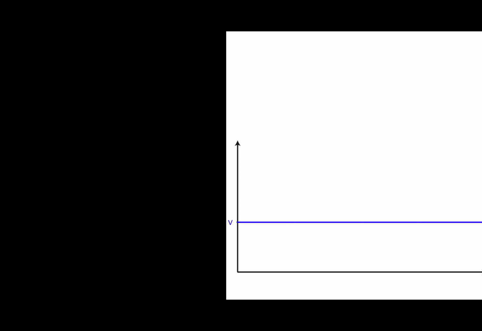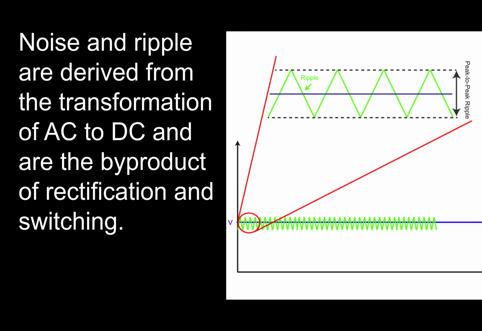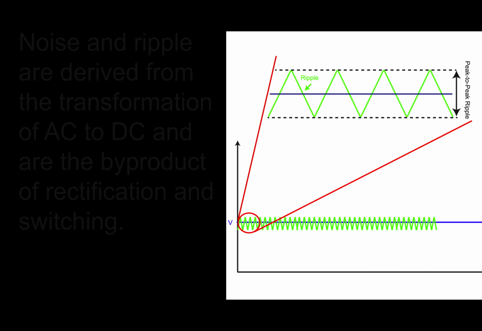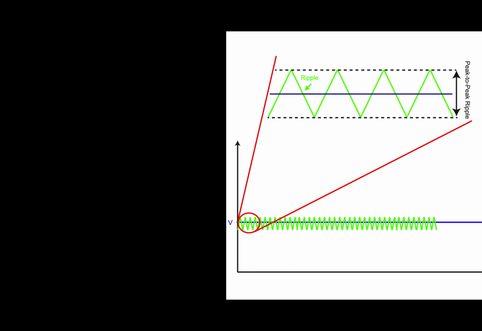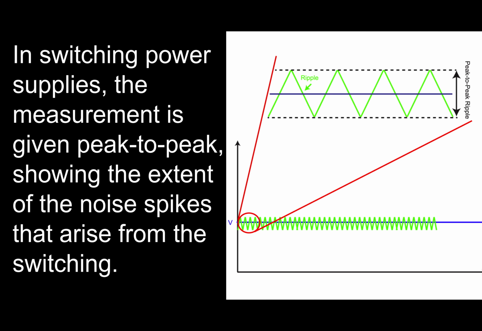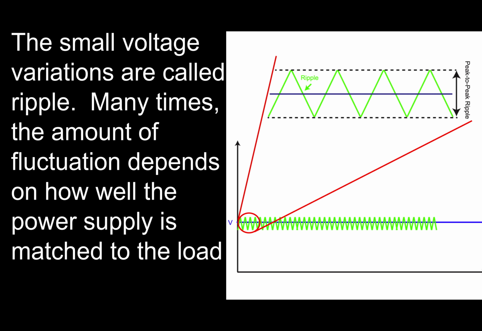Noise and ripple are artifacts of the transformation of AC to DC and are the byproduct of rectification and switching. During conversion, the alternating sine wave cannot be completely suppressed. These artifacts are typically combined into one specification given in peak-to-peak voltage, showing the extent of the noise spikes that arise from switching, which can negatively affect sensitive instrumentation. The small voltage variations are called ripple.